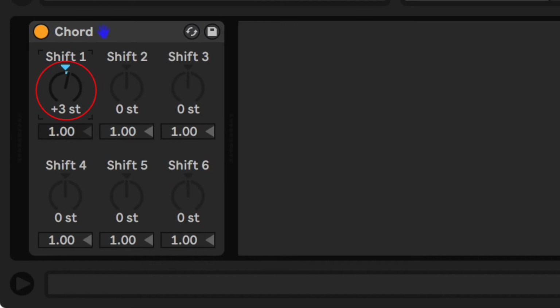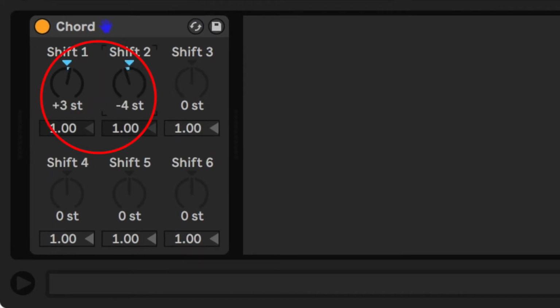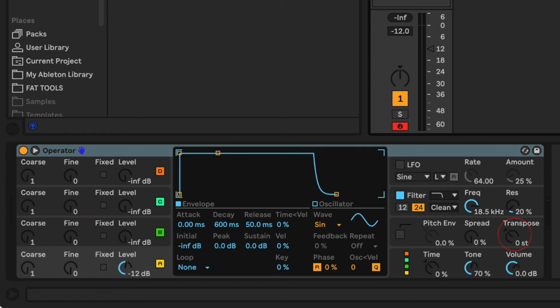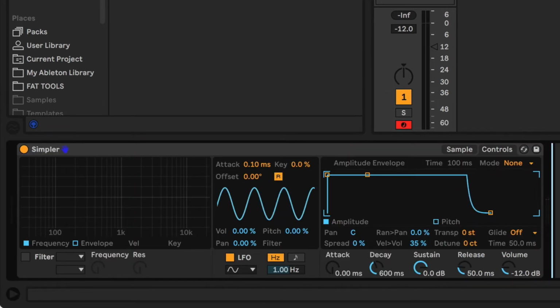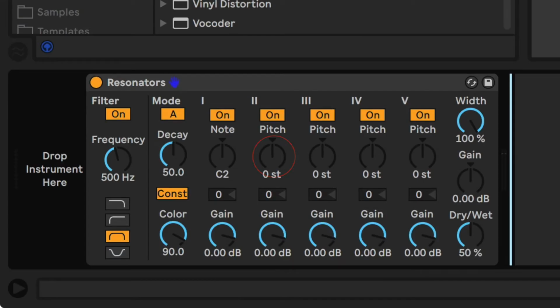And numbers can be positive, but they can also be negative, or both together. With analog, they occur in a number of places. And with operator, we see the same. And how does this interact with coarse? We see the same numbers with simpler, and on wavetable, we have 3. On the audio effect device resonator, we have 5, and these can be positive and negative like the chord tool. In fact, you could see this as the audio version of the chord tool.